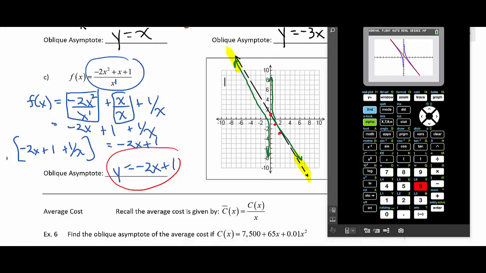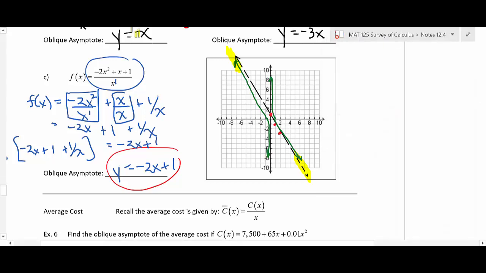Okay, so you're going to do that. And you'll be able to do some of these problems in your homework very easily in your head. So for instance, say you had 3x plus 1 over x. What is the oblique asymptote on that problem in your head? 3x. Yes, y equals 3x, see? It's because you got that thing going to 0.